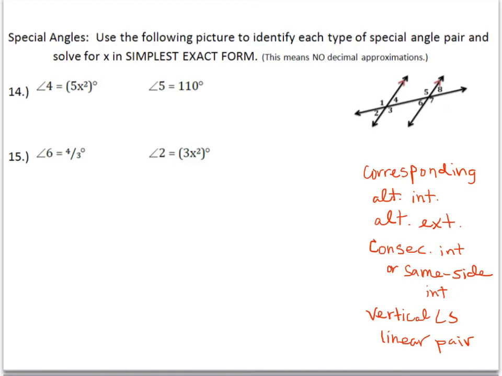Okay, well in question 4 we have angle 4 and angle 5. Those are both within the parallel lines, so they're going to have to be one of our two interiors. Well, they're not alternating sides of our transversal, so that must mean that they are consecutive interior or same side interior.